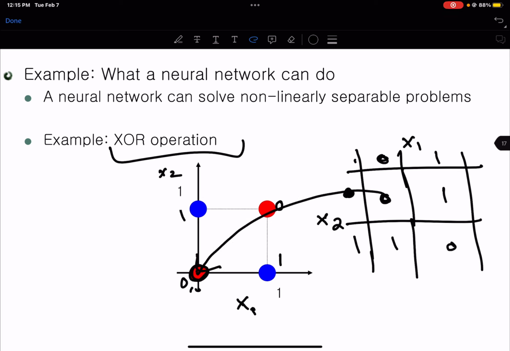And if your value is 1 and 0, okay, so your x2 is 1 and x1 is 0. So this point again is a 0.